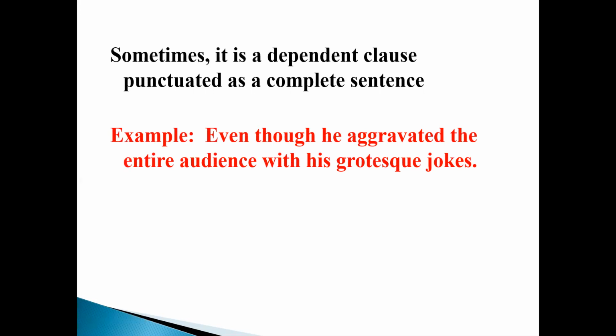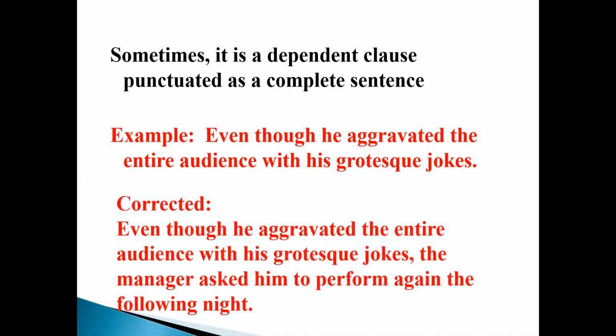Here's an example. "Even though he aggravated the entire audience with his grotesque jokes." Well, I have a subject, he. I have a verb, aggravated. But that doesn't mean it's a complete sentence because the sentence does not make sense. I can take out "even though" and just say, "He aggravated the entire audience with his grotesque jokes." Or I can add an independent clause to that dependent clause, which makes it a complex sentence.